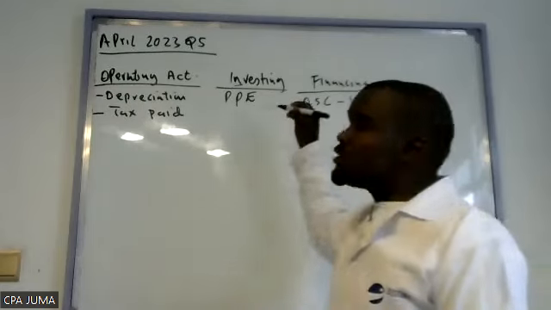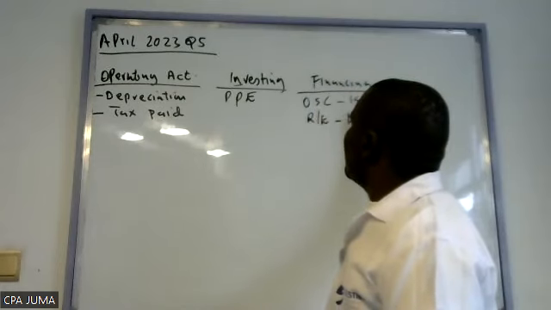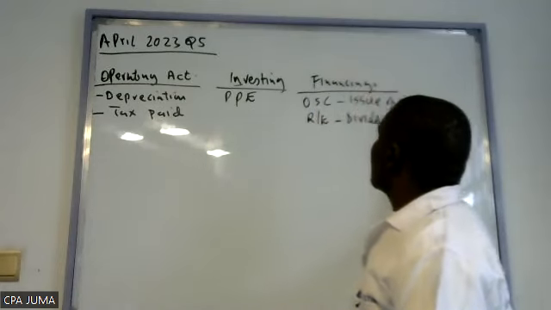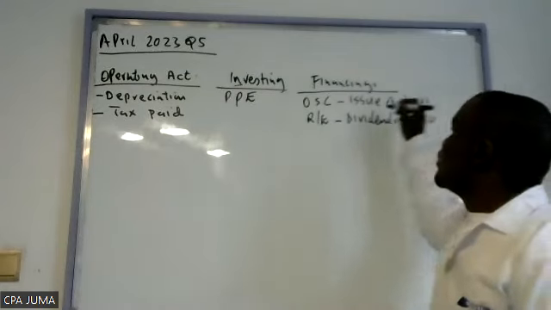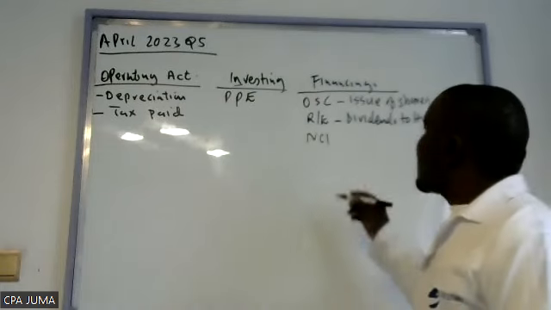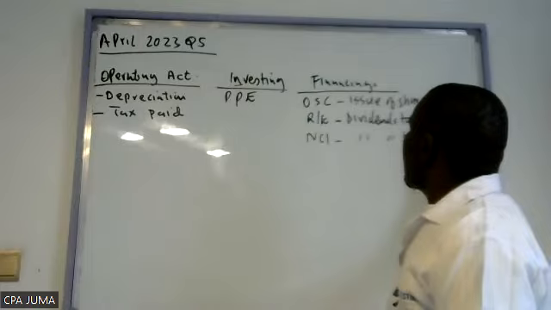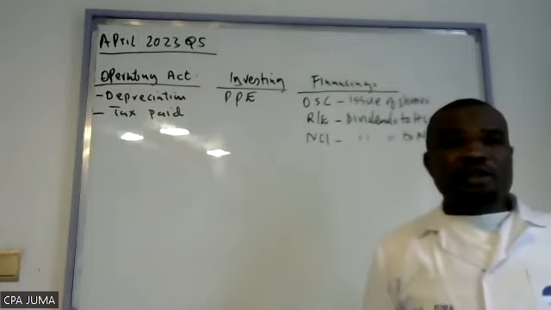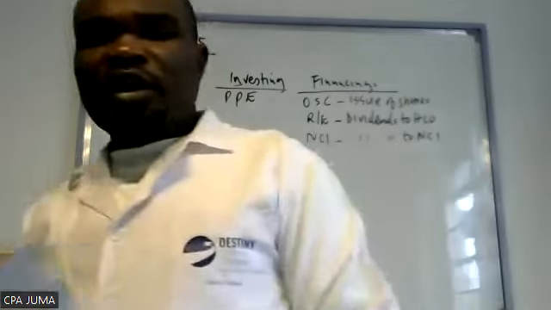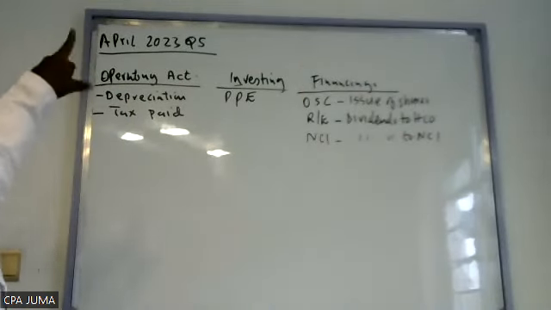Also, you are supposed to reconcile the retained earnings account to get dividends to the holding company. You are also supposed to reconcile the NCI account to get dividends to NCI. Those are the critical workings. Some might be there, but in cash flow at this level, these are the key and core workings you need to know.